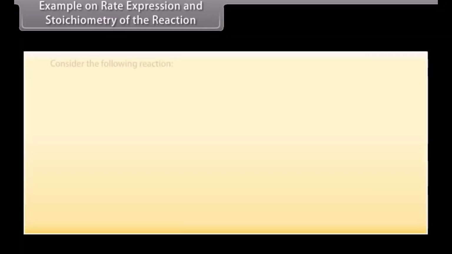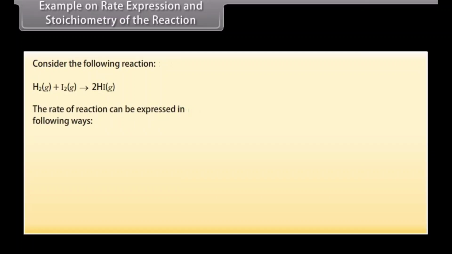Example on rate expression and stoichiometry of the reaction. Let us consider the following reaction: H2 plus I2 gives 2HI. The rate of reaction can be expressed in the following ways: minus d/dt of [H2], or minus d/dt of [I2], or plus d/dt of [HI].